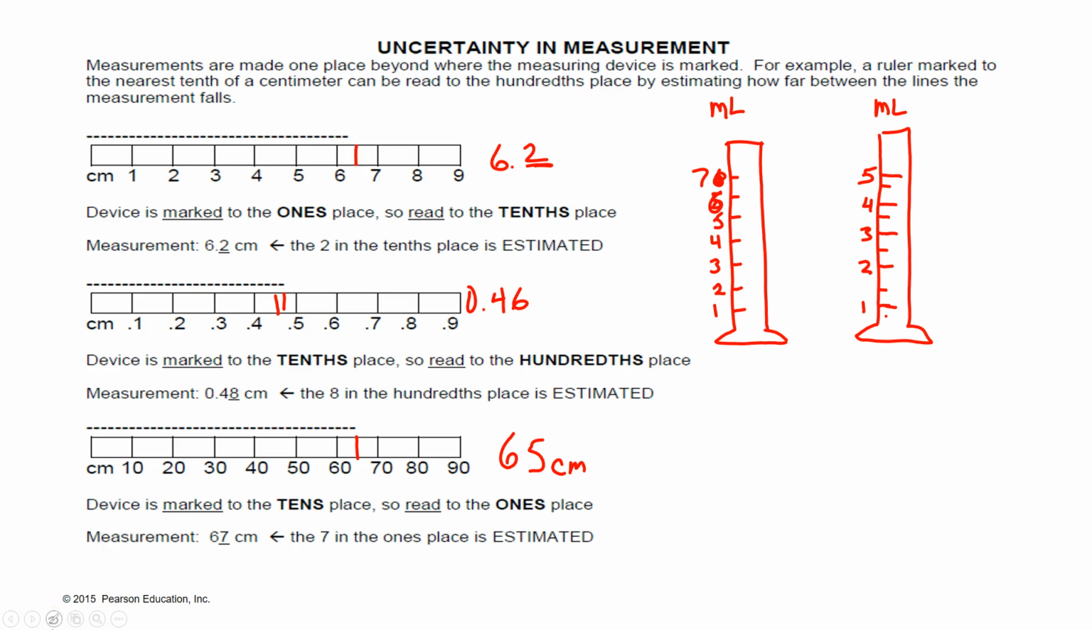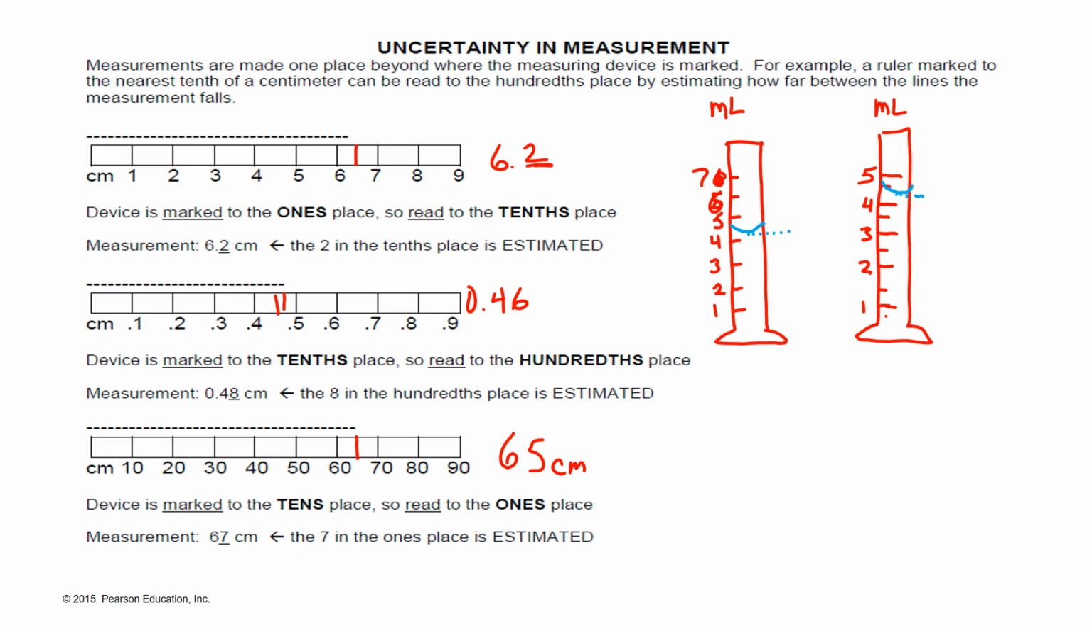So if we had a water level on both of these and we were trying to get a measurement off of these, one of the things I want to talk about when you're reading a graduated cylinder is that the liquid is going to have a curve on it, and you always read it from the bottom of the curve.